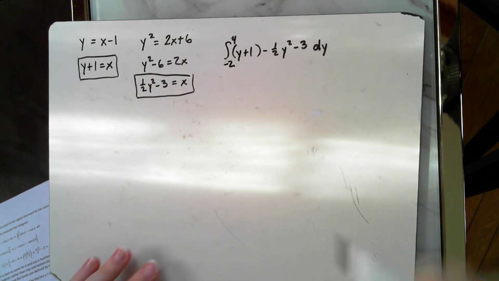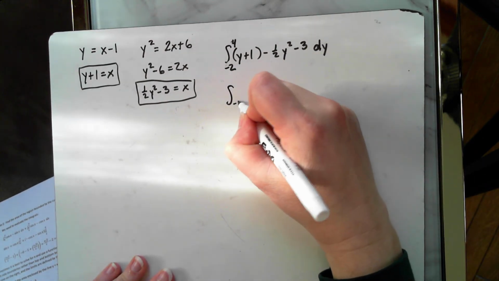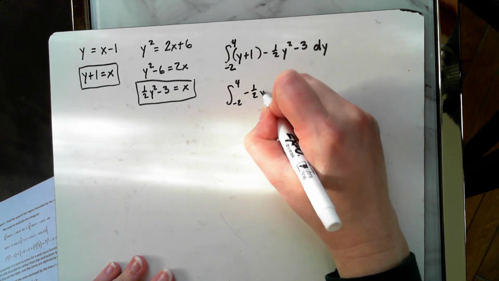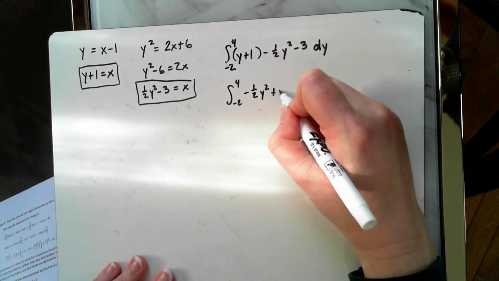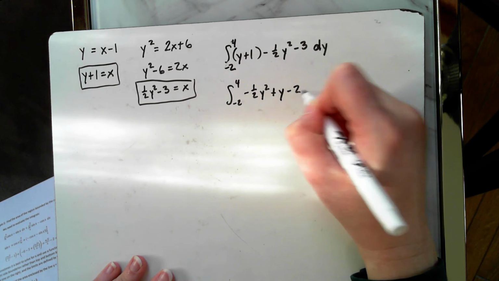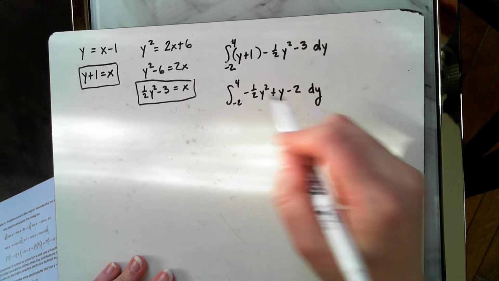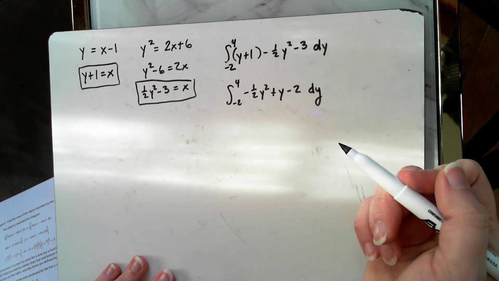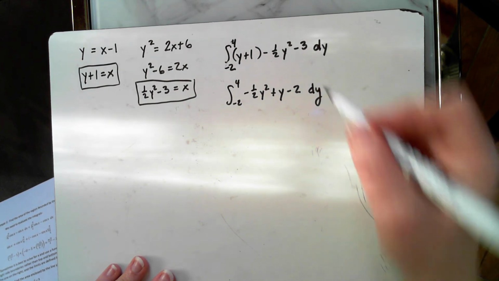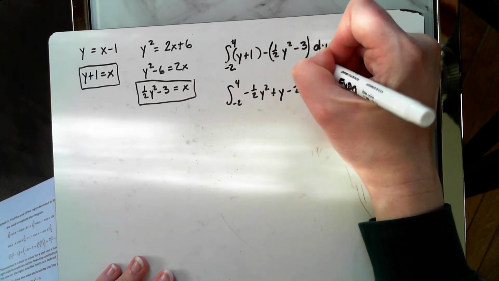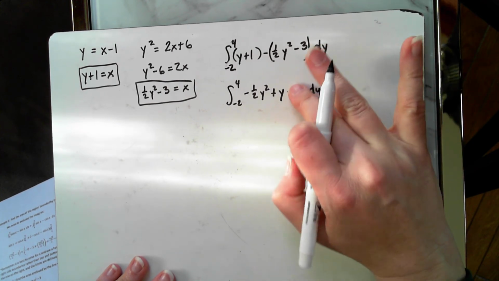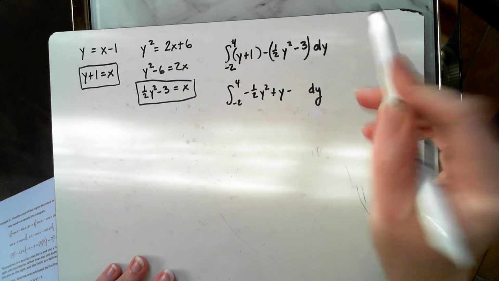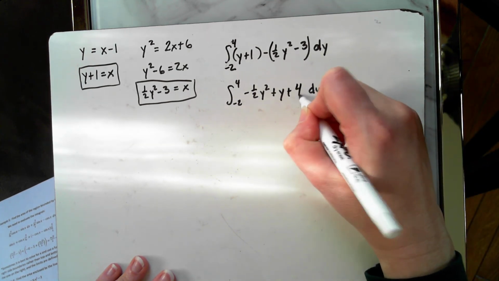Okay, this can simplify. So I have the integral from -2 to 4 of -1/2 y squared plus y plus 4 dy. And all I did was I combined like terms. Now I'll just use the power rule. Oops, I forgot my parentheses. Sorry about that, which means I got a wrong number right here. So 1 minus -3 is +4.